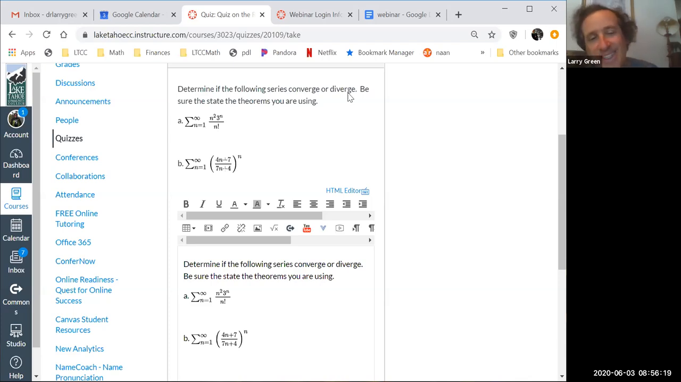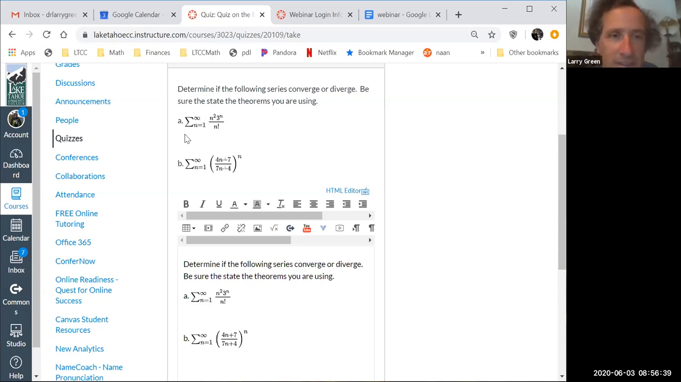Just to let you know, this is the last quiz where that's all we're doing is deciding if something converges or diverges. After today, we're going to start using this stuff. Actually, today I start using it, just not on the quiz. After the quiz, we use it. And be sure to state the theorems you're using.